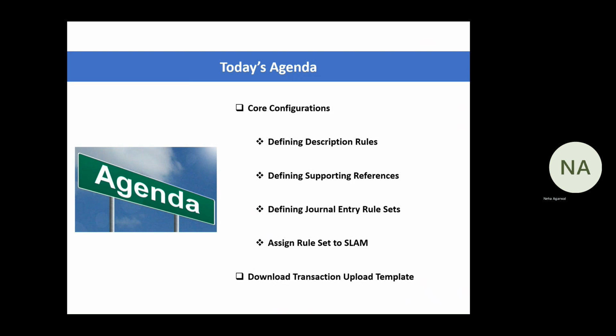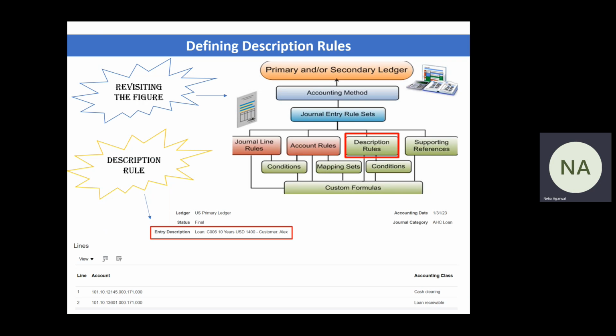First we will revisit our figure once, which we have already referred to in yesterday's slide. I'll just give a brief on that. So we are configuring the general entry rule sets here for our accounting method, for which we have already configured the general line rules, accounting rules, mapping sets, custom formulas or the user defined formulas, and we have seen the implications of the conditions too.